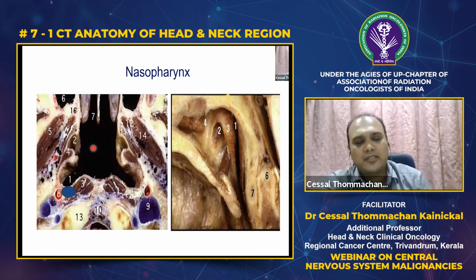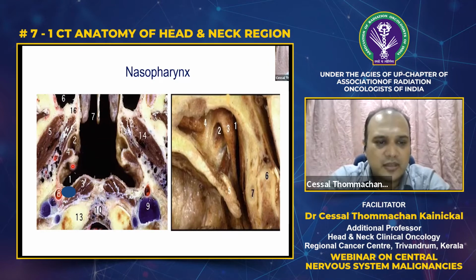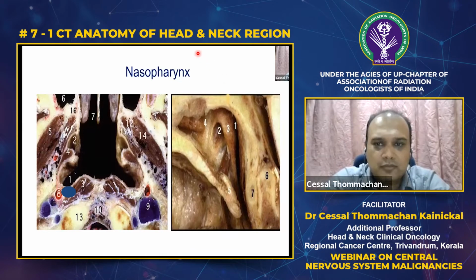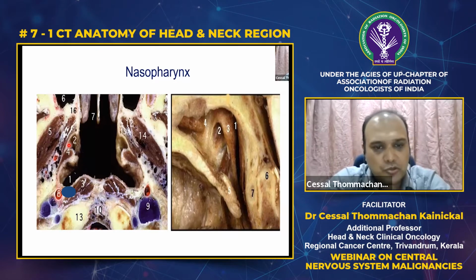Now, so far we have discussed the base of skull. Now I am coming to the second part, the nasopharynx. This is a fossa, called the lateral pharyngeal recess. I need your attention. This is the lateral pharyngeal recess. This is the torus tubarius. This is the opening of the eustachian tube.